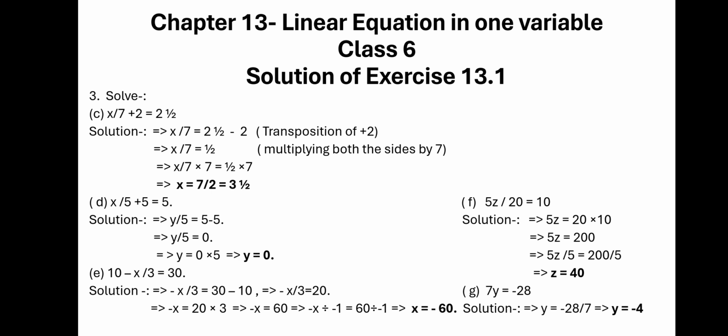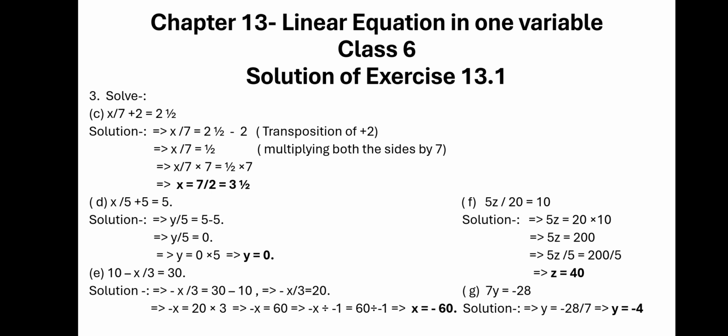Now what we have to do is negative x equal to 20 into 3, because it is division here, so there it will transpose as multiplication. So negative x equal to 60, which implies we have to divide both the sides by negative 1, and that will give you negative x divided by negative 1 will give you positive x, and 60 divided by negative 1 will give you negative 60. That is why x is equal to negative 60 is the answer.